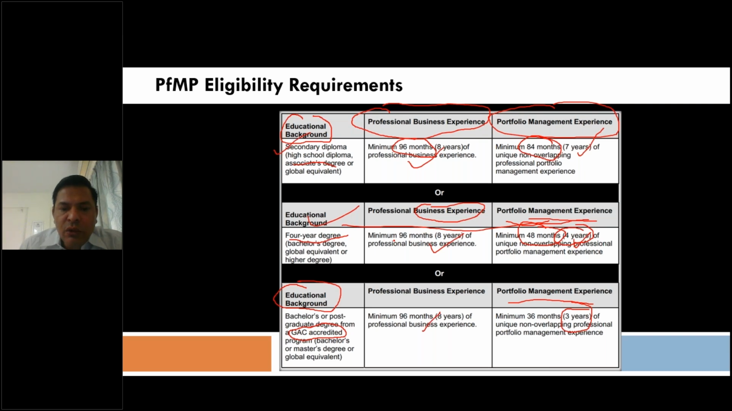So that means if you have roughly 8 years of professional experience, and in those 8 years you have worked 4 years as a portfolio management professional, then you are still qualified for a PfMP certification. Overall 8 years of experience is sufficient, because portfolio management is also counted as business, as it is aligned to deliver business value for the organization.